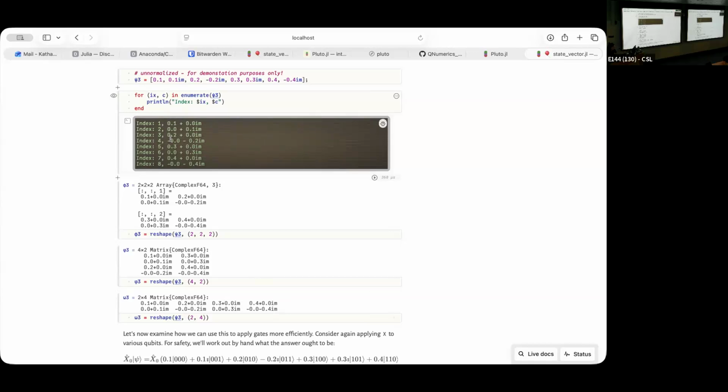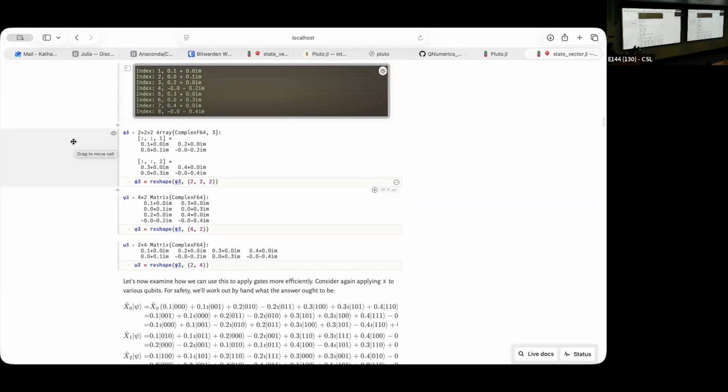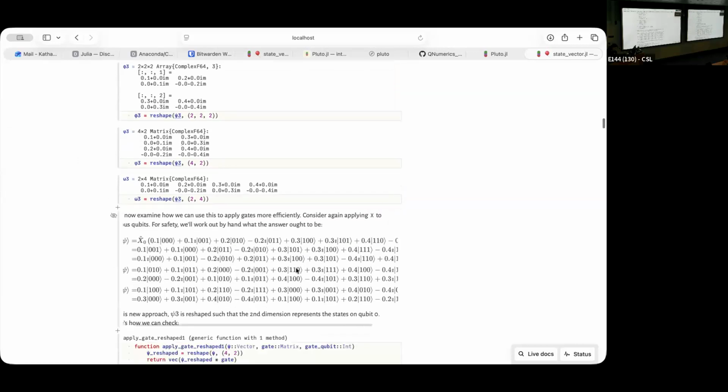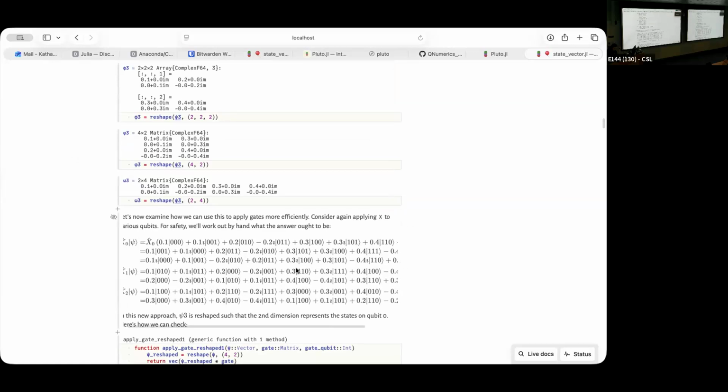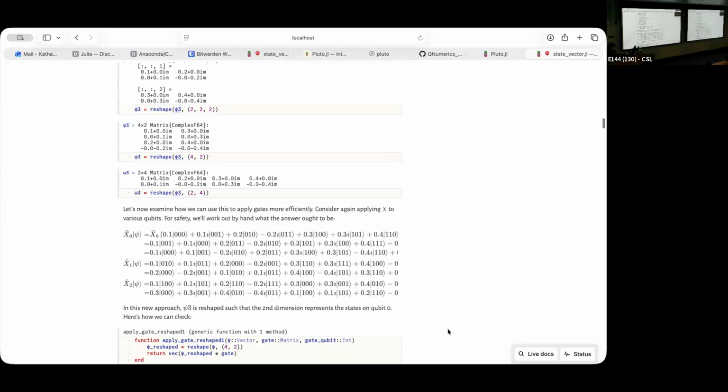So we can use this to apply the gates we wanted to look at in a far more efficient way. If we wanted to apply X to some qubits, we can again, just for safety, work out by hand what the result would be. This state vector is long enough that you might have to scroll a little bit to get the fully worked example. But I just worked out here what the result has to be for applying X to qubits 0, 1, and 2.